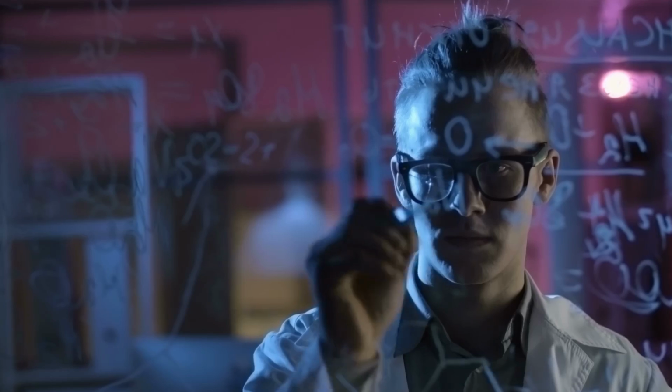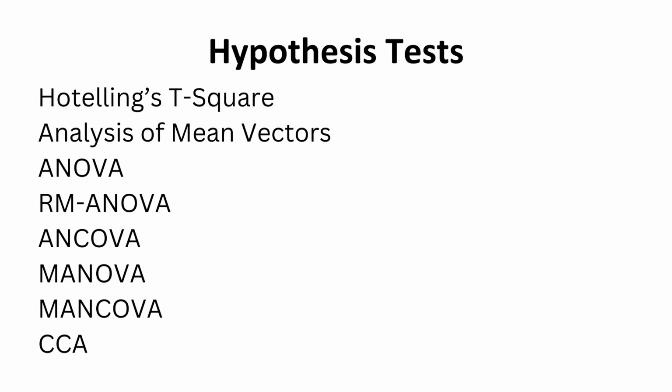As for inferencing, we do inferencing as well, but there are new concepts to learn now. As for hypothesis tests, same concept but with vectors instead. We use Hotelling's T-squared and analysis of mean vectors. This is an extension of the student's t-test to the multivariate domain. It can be done with one sample, two independent samples, and paired samples. We use ANOVA, repeated measures ANOVA, analysis of covariance, multivariate ANOVA, repeated measures MANOVA, multivariate ANCOVA, and canonical correlation analysis. We'll do lots of exercises on these in future videos.